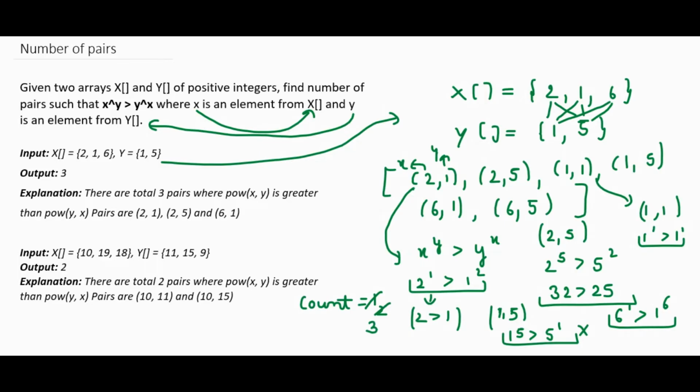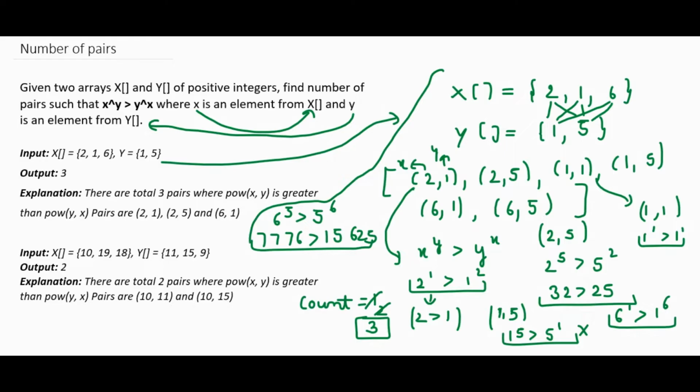Now let's see the last pair. Let's see it here. 6 and 5. 6 to the power 5 is greater than 5 to the power 6. Which is not true, because 6 to the power 5 is 7776 and 5 to the power 6 is 15625. So this is also not true. So our final answer will be 3 here. This way we have to calculate all the pairs. This is just a question understanding.